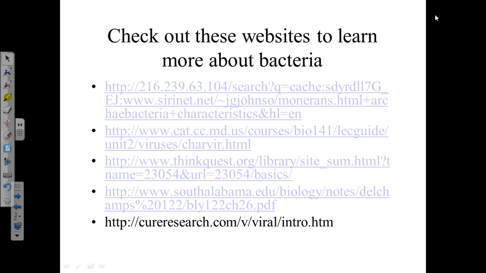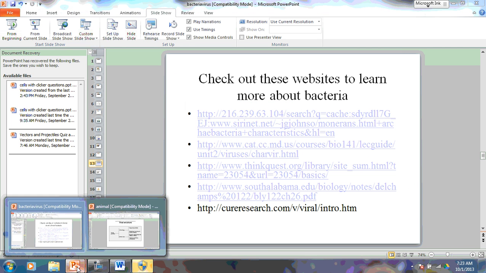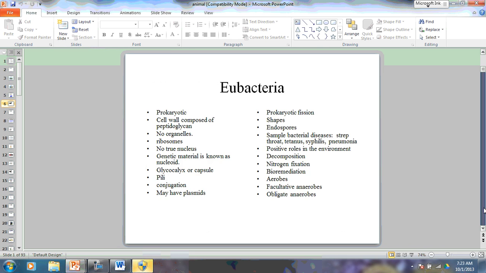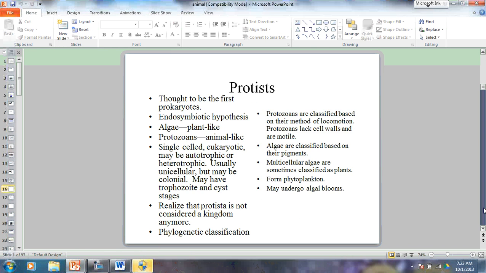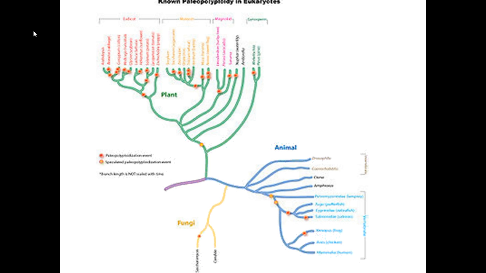Let's see. Now we want to switch gears and talk about protists. This diagram didn't translate very well onto the screen, but what kind of diagram is it? A phylogenetic tree. When you hear that word phylogenetics, what two things are you supposed to think?